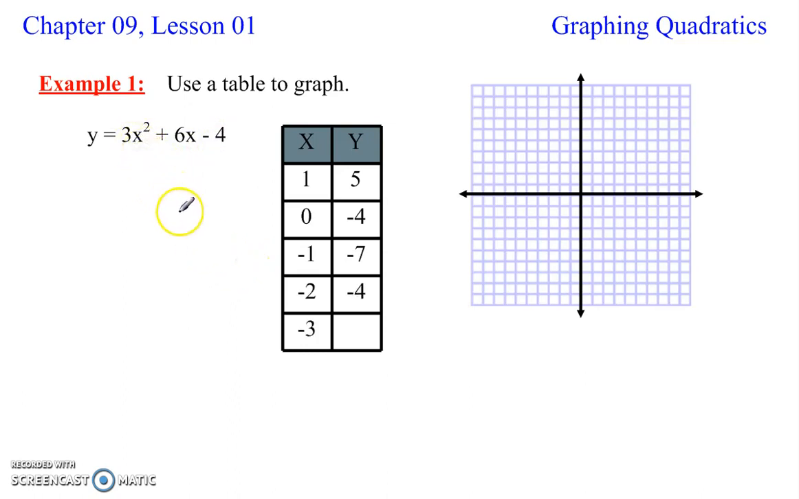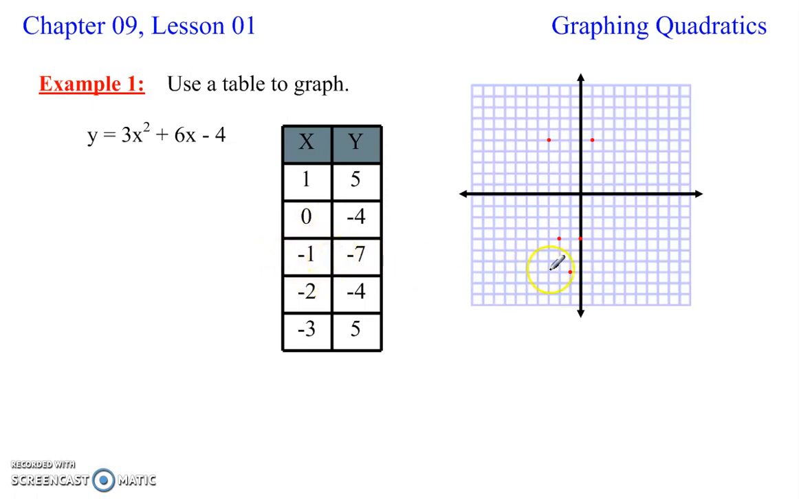Plug in negative 2, get negative 4, negative 3, and 5. So now I have a whole table of values. This is enough to approximately graph this. You'll see we're going down, down, down, and then we're going back up, up again. Okay, so the lowest point here, by coincidence, I guessed it right.